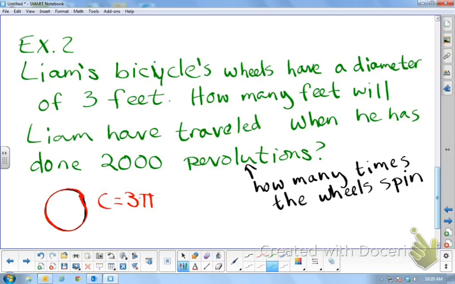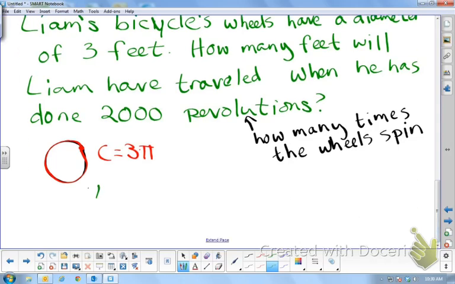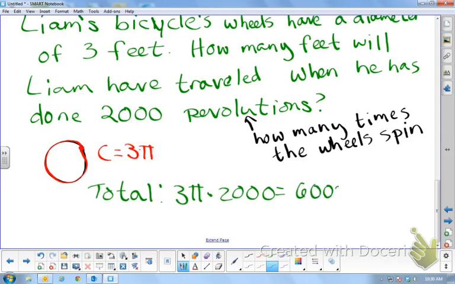Okay. So the total distance would be 3 pi times 2,000. Now, last time I wanted you to keep it exact. Last problem I said, let's keep it as this, 6,000 pi. This time we're doing a word problem and we want a little more understanding of what the word problem is meaning.